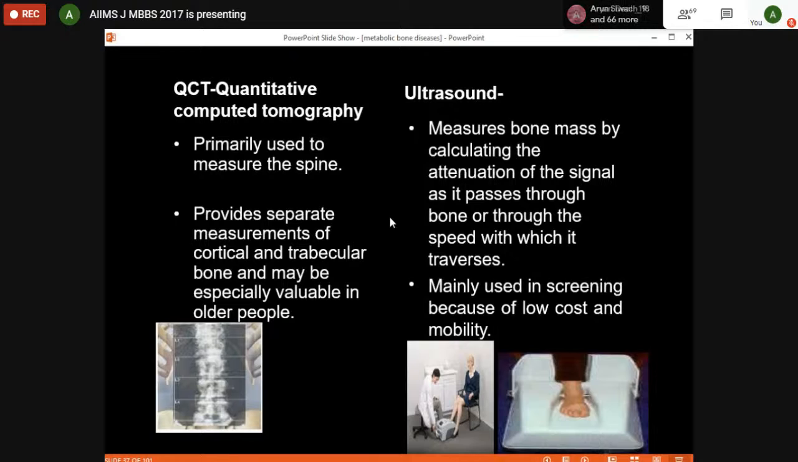So what are the other modalities? Quantitative computed tomography is usually used to measure the spine and provides separate measurements of the cortical and trabecular bone, and may be especially valuable in older people. Ultrasound is used to measure bone mass by calculating the attenuation of the signal as it passes through the bone, or the speed with which it traverses. It is mainly used in screening because of low cost and mobility.